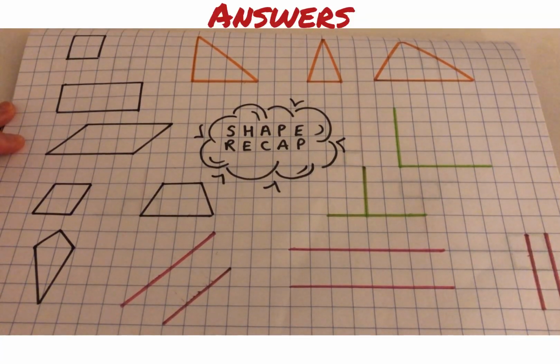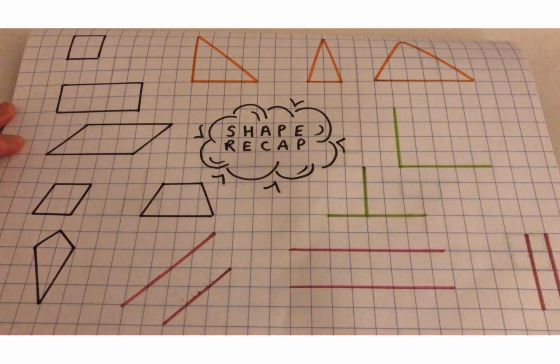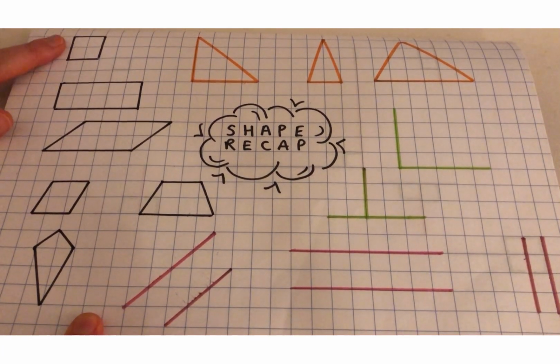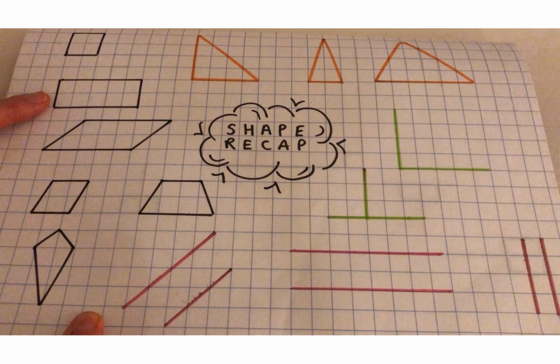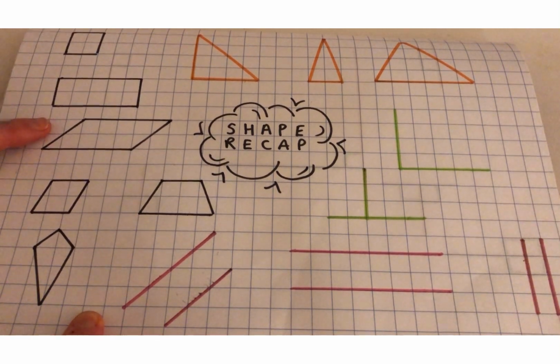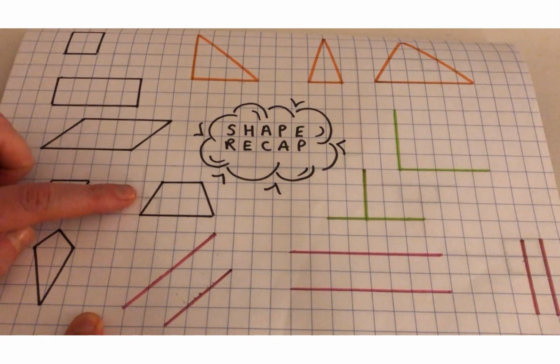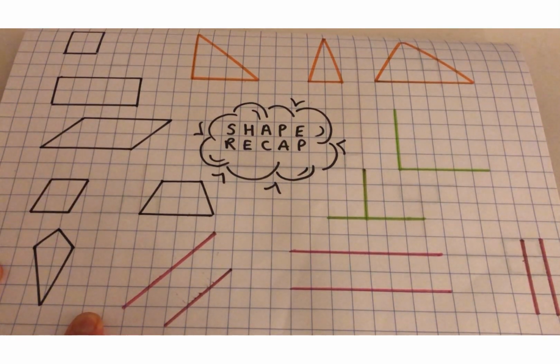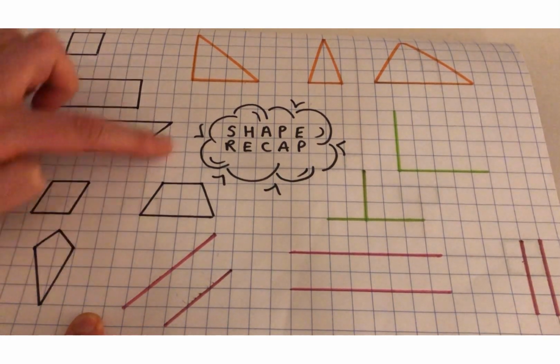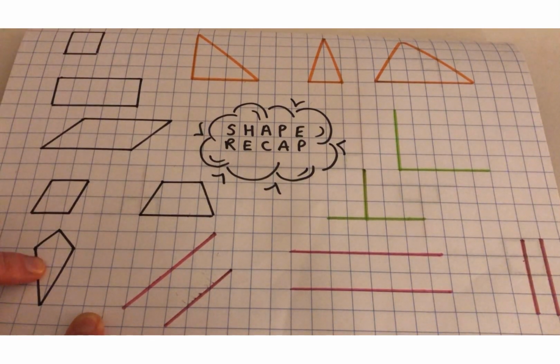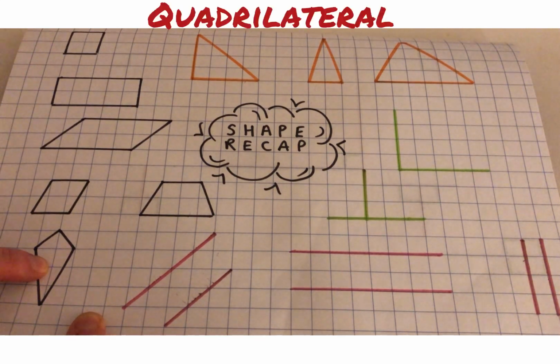Did you manage to name all of those shapes? We have a square, a rectangle, a parallelogram, a rhombus, a trapezium, a kite. Did you spot the connection for all of these shapes drawn with a black pen? They're all four-sided shapes. Did you know that we call a four-sided shape a quadrilateral?